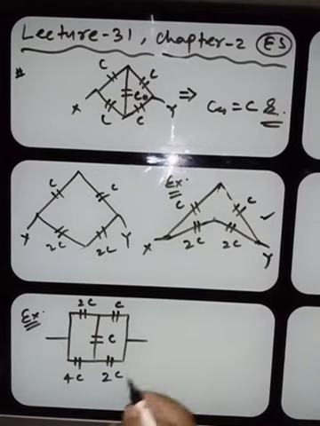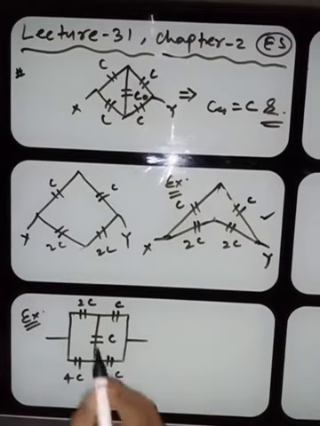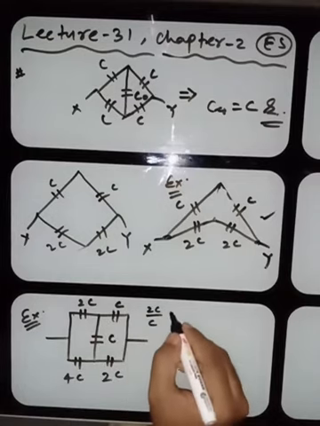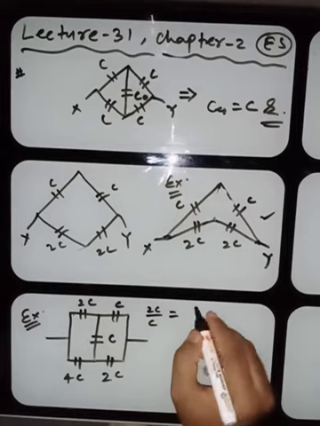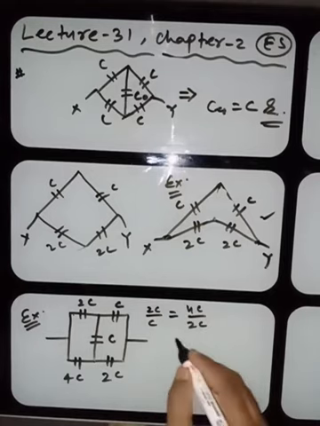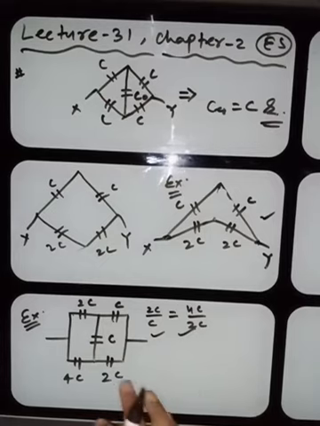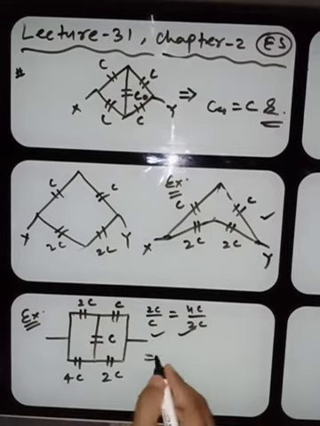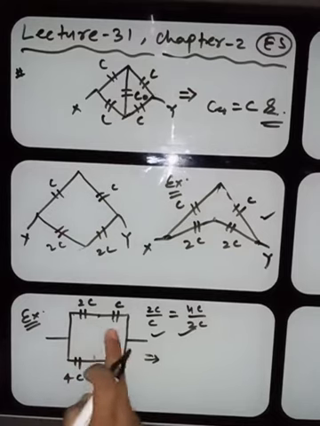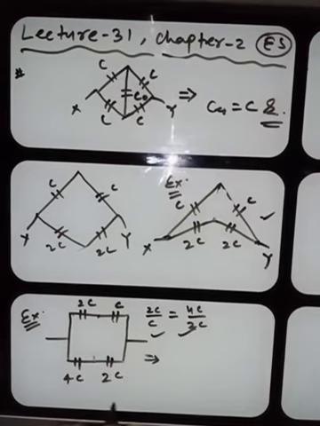Now, next one, this one. Yes, 2C by C. Is this equal to 4C by 2C? Answer is yes, this is a balanced Wheatstone bridge. And the final circuit looks like this one. This will be removed. These two are in series, these two are in series, and then parallel. I hope you can solve this one, my dear student.